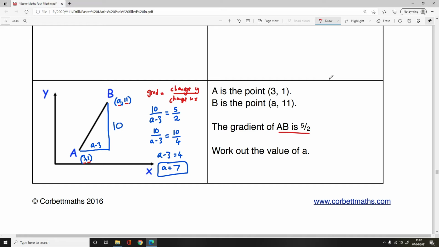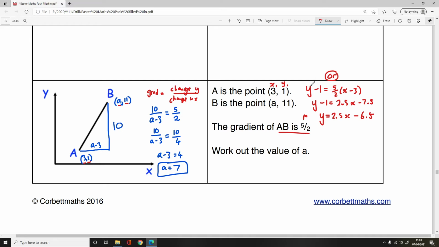The other way we could have done that one is we could have found the equation of the line using y minus y1. So we could have had, like, this is our x1, this is our y1, this is our m, and we could have said y minus 1 is 5/2 x minus 3. I guess we could have then expanded that. So y minus 1 is 2.5x minus 7.5, and added the 1, 2.5x minus 6.5.